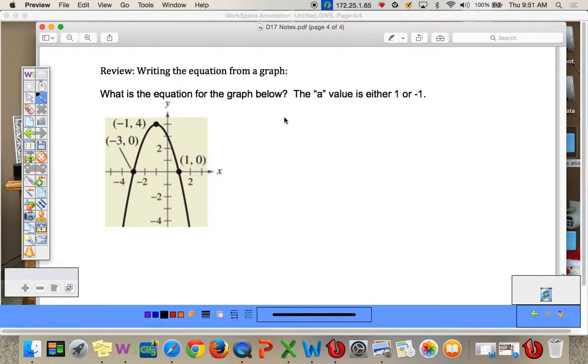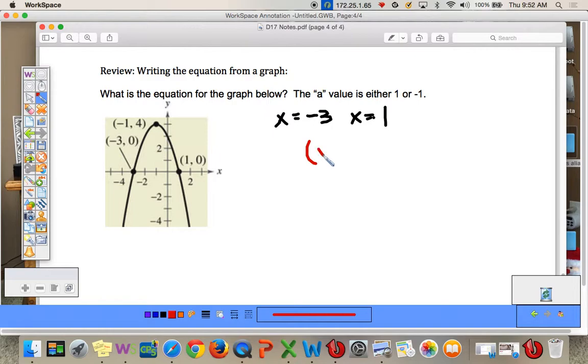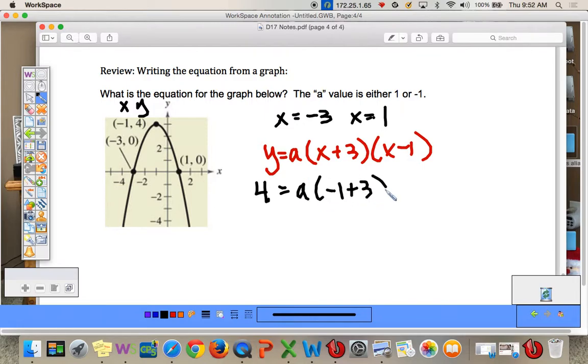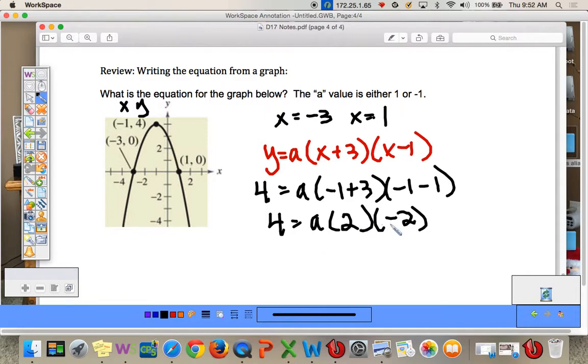All right, so take a look at this. The first step is to find the x-intercepts, -3 and 1. The second step is to write the factored form, x plus 3, x minus 1. And we need to figure out if there's a scale factor, it's either 1 or -1. This one has to be -1, it's upside down, but to test it, we plug in a point. We can plug in -1, 4 for x and y. So we have 4 equals a times -1 plus 3, -1 minus 1. We have 4 equals a times, this is 2 and this is -2. And this is a -4, so we can see that our a value is -1. So the equation will be this, except we'll have a -1 right here.